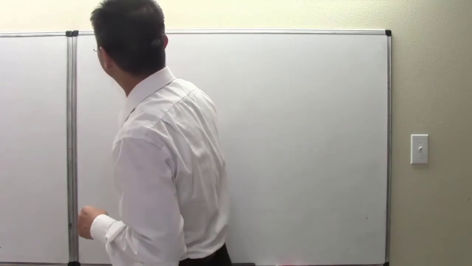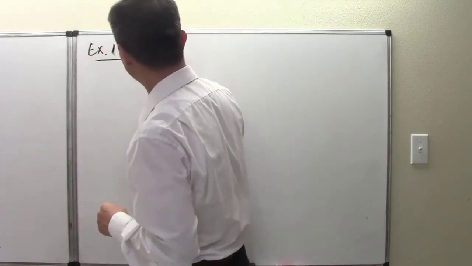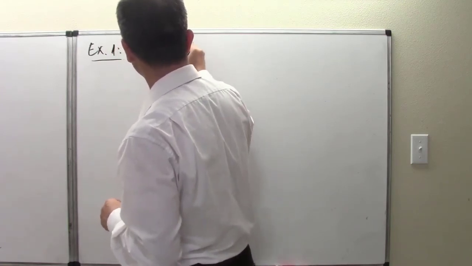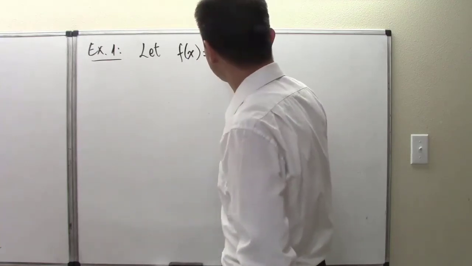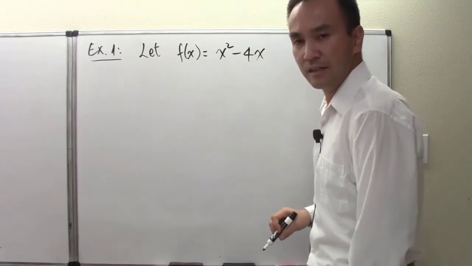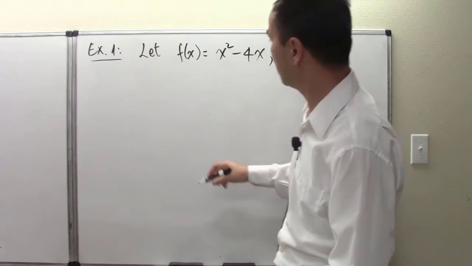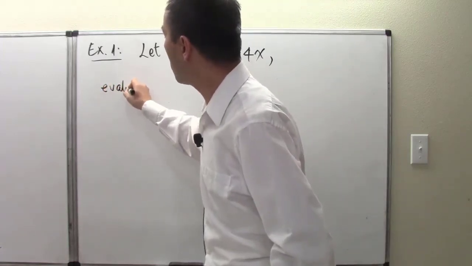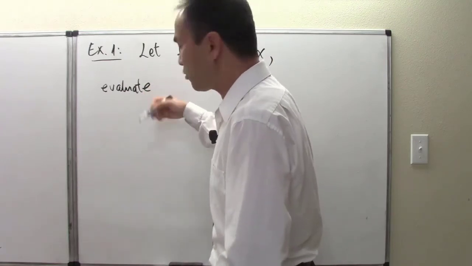All right, so now let's look at our example 1 right here. In example 1, we're going to start with a function defined here. Let f of x be defined as x squared minus 4x. After having this function defined and given to us, then we want to evaluate. So this is the worded instruction: evaluate, and of course simplify.